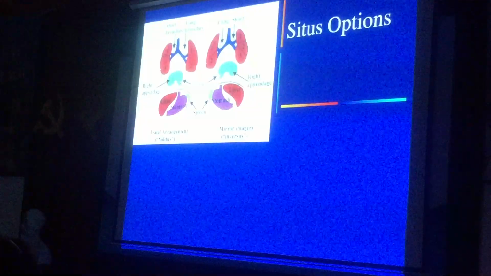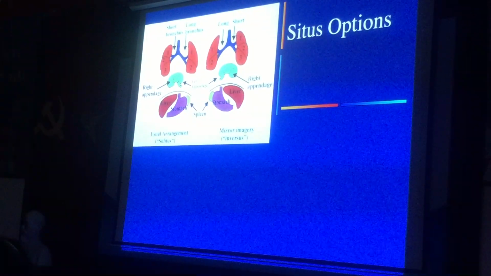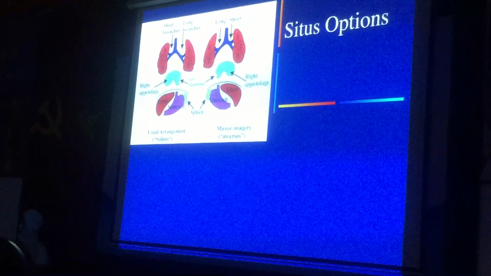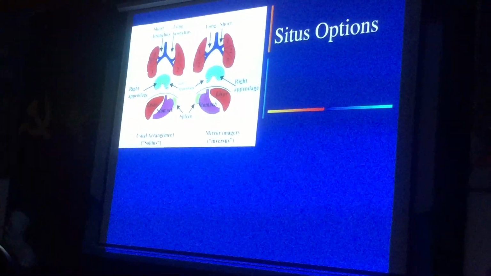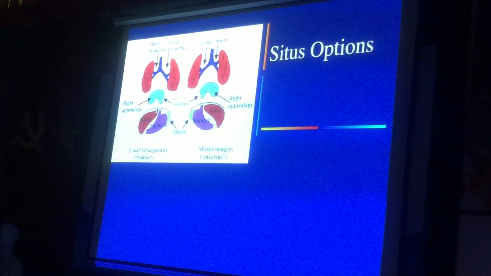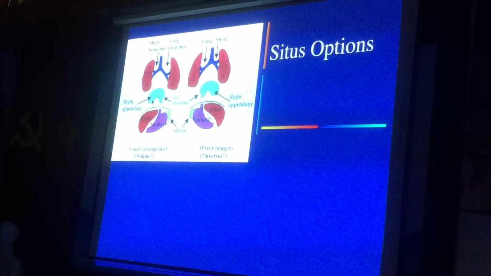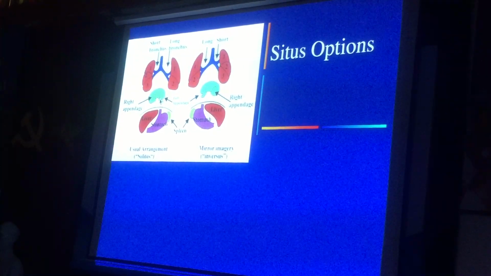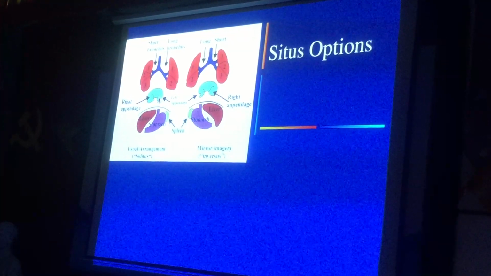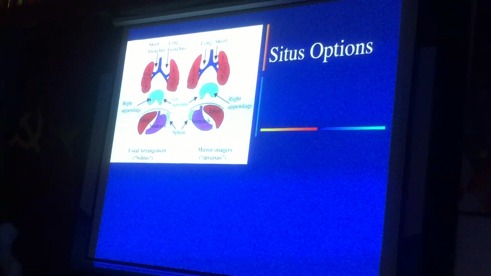Okay. So basically, if you want to get involved in this, we can say that there are 4 different entities. There are actually 5. I'll tell you about the 5th one in a minute. The one is situs solitus. Solitus means usual. Situs means arrangement. So the usual arrangement is a left atrial appendage on the left and a right atrial appendage on the right.